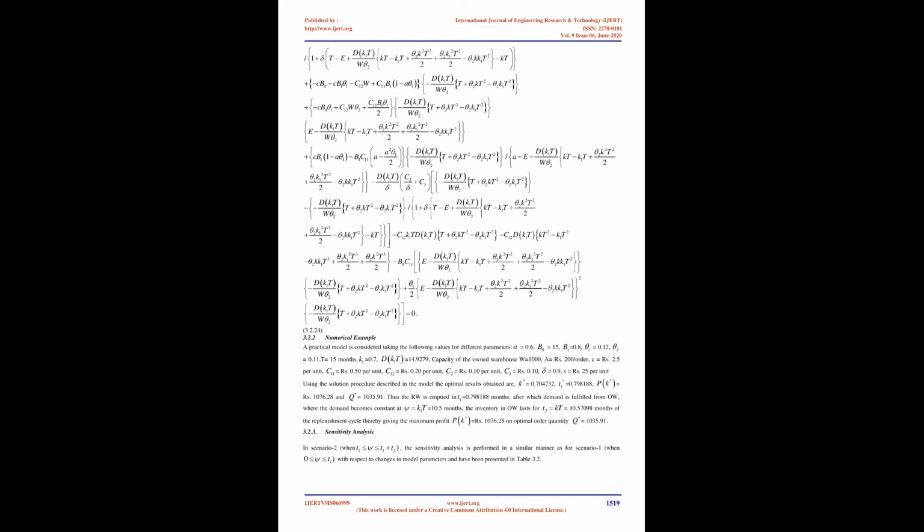3.2.2 Numerical example. A practical model is considered taking the following values for different parameters: 0.6, 15, 0.8, 0.12, 0.11, t equals 15 months, 0.7, 14.9279, capacity of the owned warehouse W equals 1000, A equals Rs 200 per order, C equals 2.5 rupees per unit, 0.50 rupees per unit, 0.20 rupees per unit, 0.10 rupees per unit, 0.10 rupees, 0.9, S equals 25 rupees per unit.